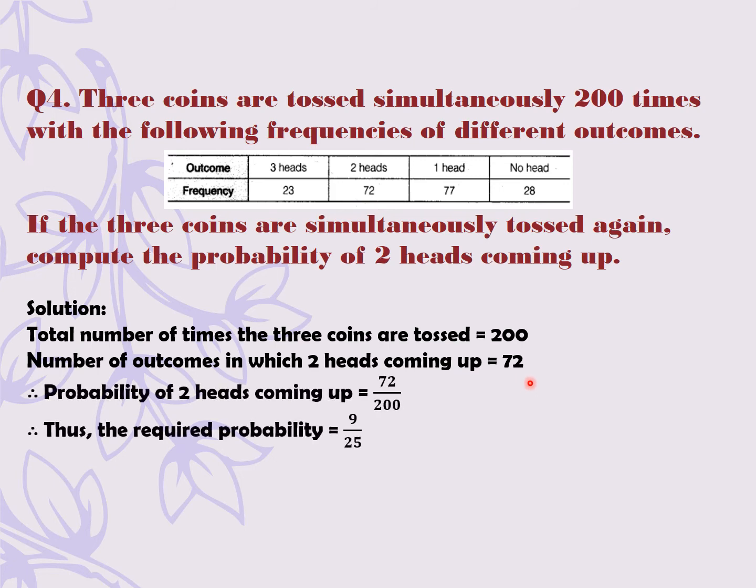Therefore, the probability of 2 heads coming up is equal to the number of favorable outcomes. What is a favorable outcome? 2 heads. That is 72 by the total number of outcomes, which is 200. So the final probability of getting 2 heads when we toss again will be 9 by 25.